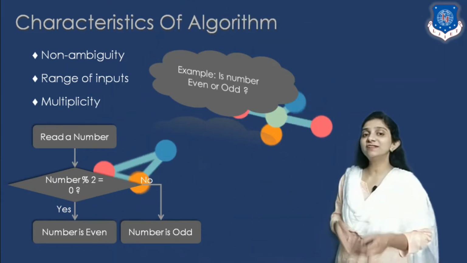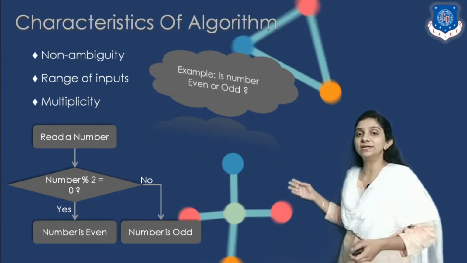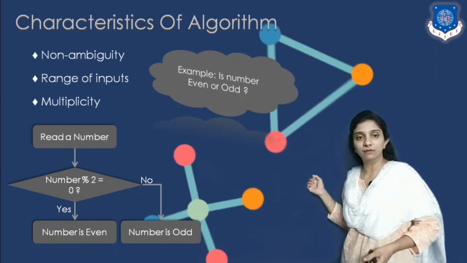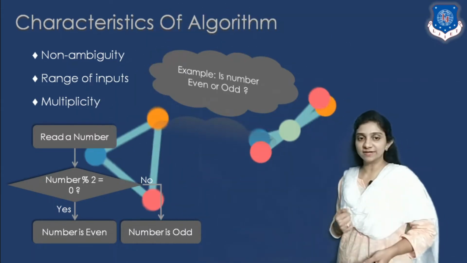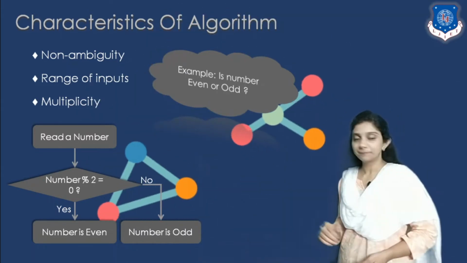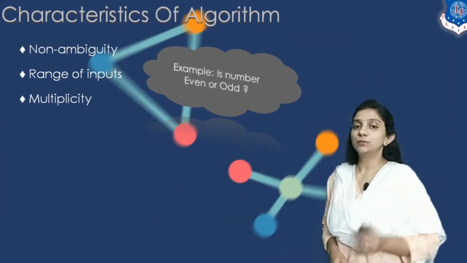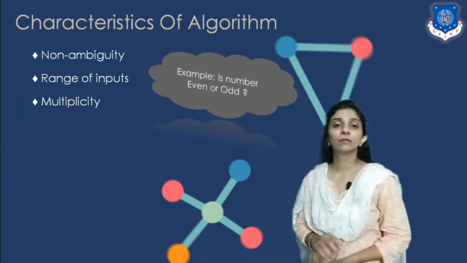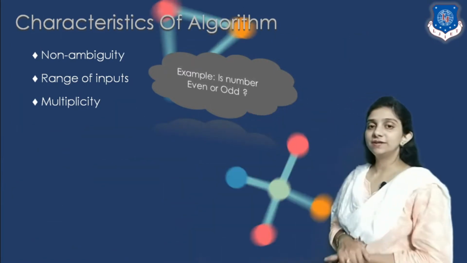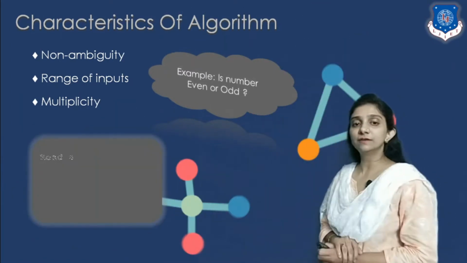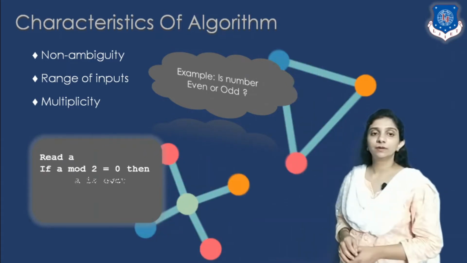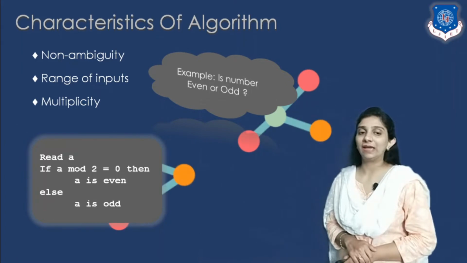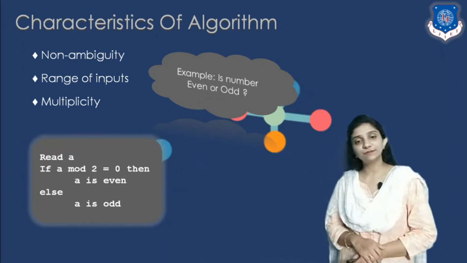So these are the series of steps to find out whether the given number is even or odd. This is one way of representation, that is nothing but a flow chart. Multiplicity says that we can represent the same algorithm in another way. Another way of representing the same algorithm is in simple pseudocode. Read A. If A mod 2 is equal to 0, then A is even, else A is odd.